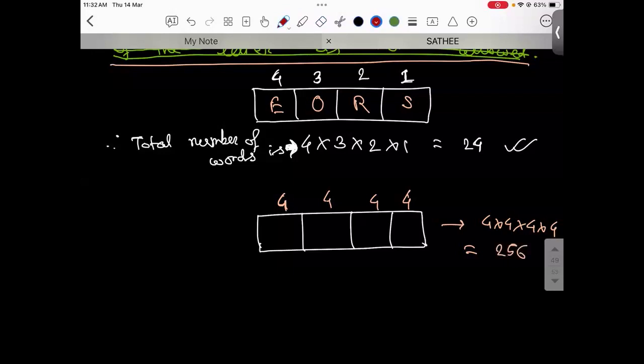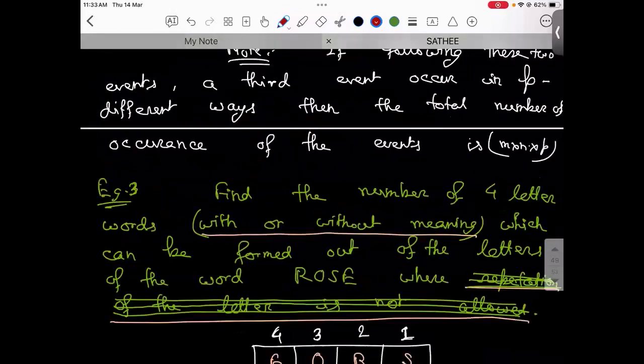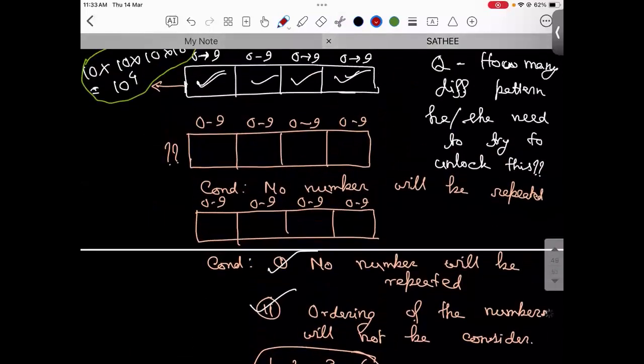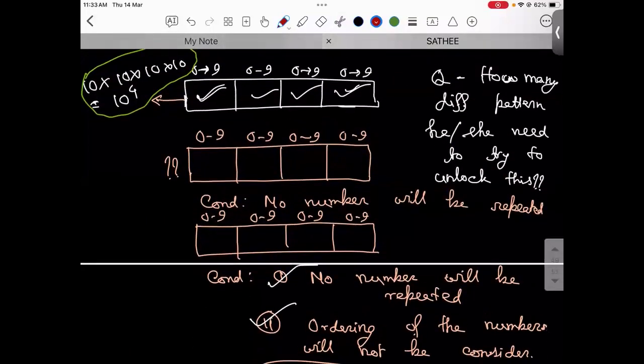So from here, one can clearly see how the number of events gets reduced when I stop the repetition. So here, if I come to the first example I had discussed at the start of the lecture, for the first case, the number of cases was 10 to the power 4. But for the second one, if I don't allow number repetition, how many cases can I get?